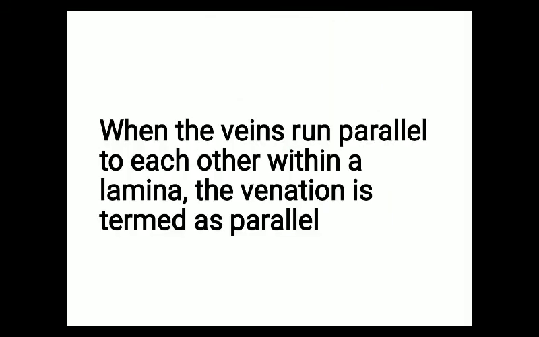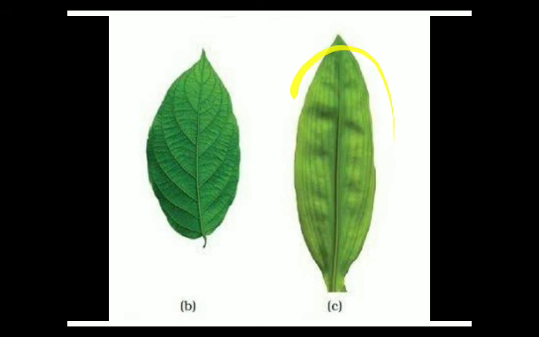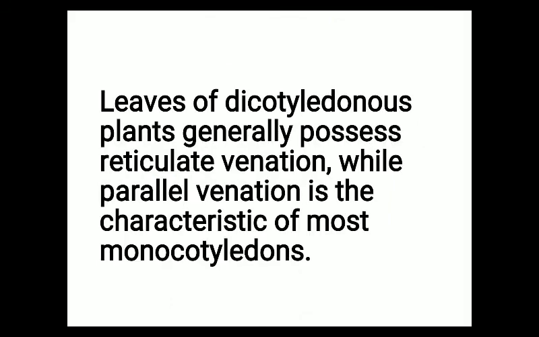When the veins run parallel to each other within a lamina, the venation is termed as parallel venation. In this diagram you can see that the veins and veinlets are running parallel to each other. Such type of arrangement of veins is known as parallel venation. Leaves of dicotyledonous plants generally possess reticulate venation, while parallel venation is a characteristic feature of monocotyledons.